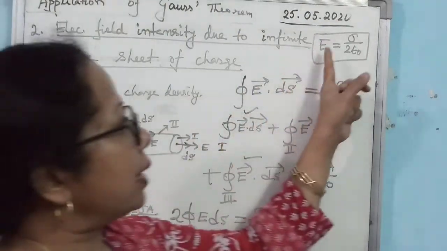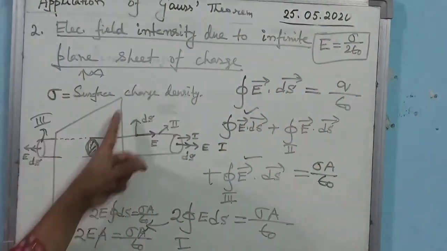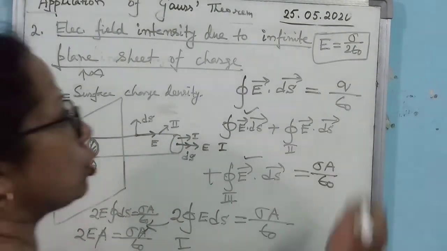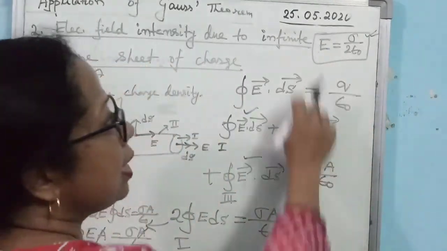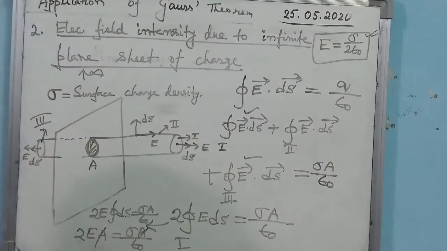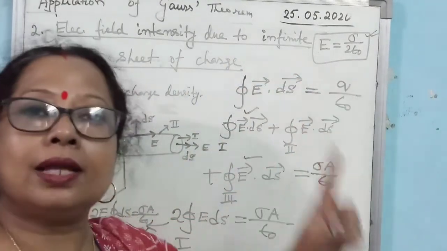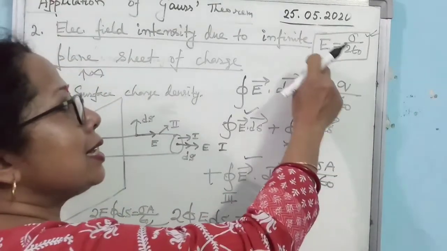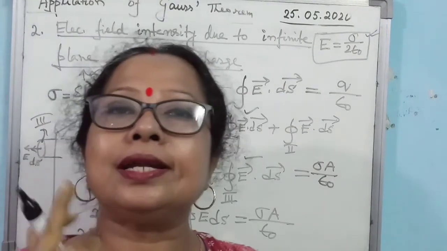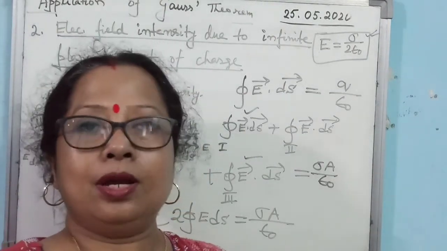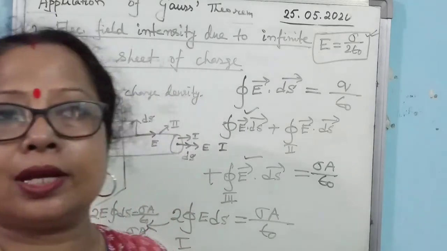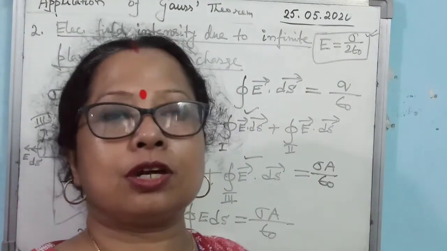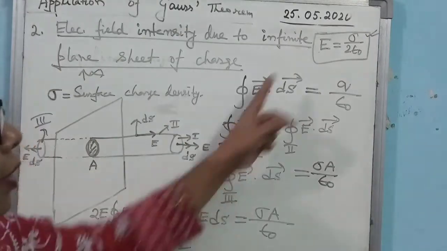Alright, this is the magnitude of the electric field intensity due to a plane sheet of charge, an infinitely long plane sheet of charge. Now, it is so interesting. You see, look at the expression. E is equal to sigma by 2 epsilon naught. It is not at all depending on the distance of the point of observation. Alright, so this is another example where electric field intensity does not depend on the point of observation. Means if you take a point near to the sheet of charge, if you take a point away from the sheet of charge, electric field intensity will remain the same.